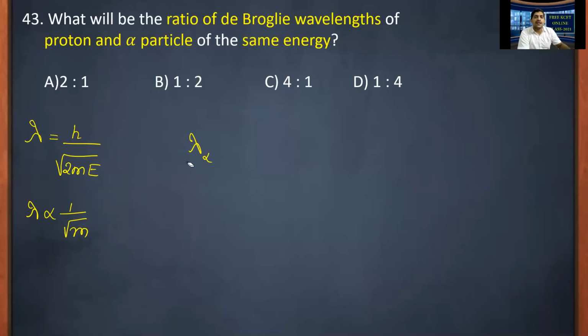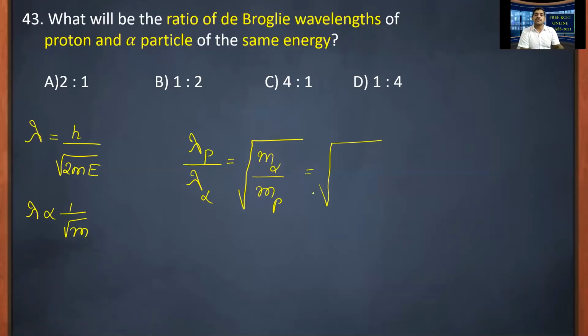So we can write the ratio of lambda corresponding to the proton to wavelength of alpha particle is equal to the square root of mass of alpha particle divided by mass of the proton. So that is equal to, we know that if the mass of proton is 1 unit, the mass of the alpha particle will be 4 units. So that will be equal to 2 by 1. So the answer will be equal to 2:1.